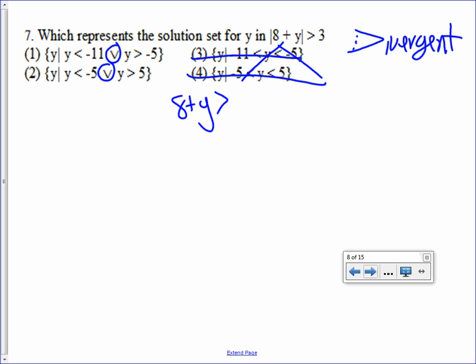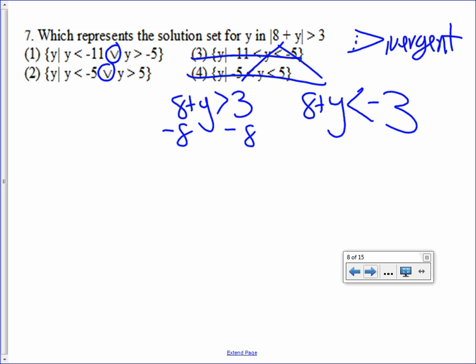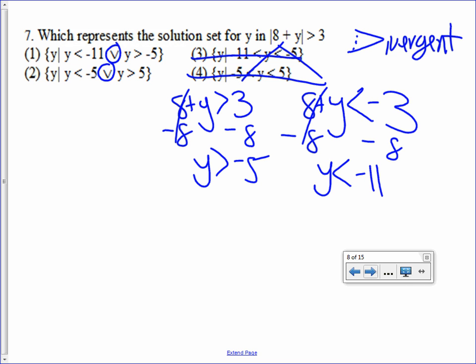8 plus y is greater than 3. That's my first one. My second one, I switch the inequality and I negate the right-hand side. Now I solve each of them. Y is greater than negative 5. Y is less than negative 11. So, which answer has negative 11 and negative 5? Choice 1. If I wanted to put that onto a number line, I have negative 11, I have negative 5. They're both open. It's divergent.